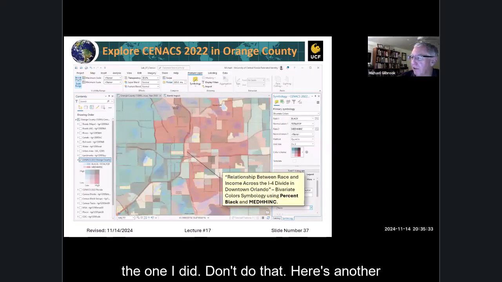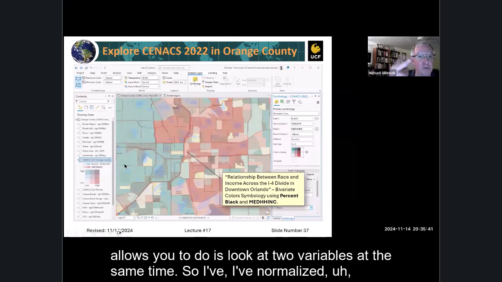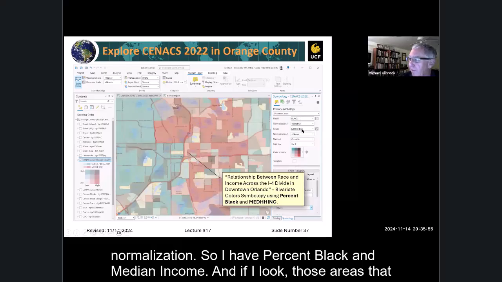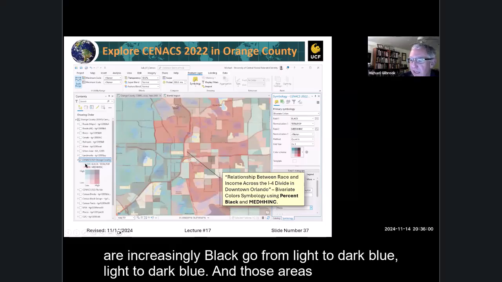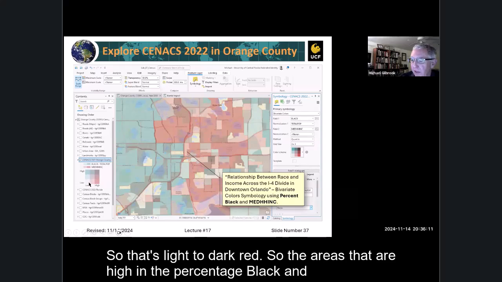Here's another map that is using what we call a bivariate colors symbology. What that allows you to do is look at two variables at the same time. So I've normalized Blacks by the population to get percent Black. And I haven't had to normalize median income because it doesn't require normalization. So I have percent Black and median income. Those areas that are increasingly Black go from light to dark blue. And those areas that are increasingly well off, that have a high median income, go from light to dark red.